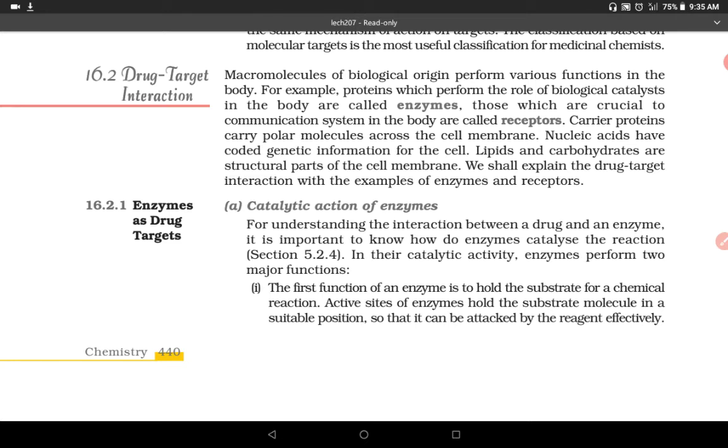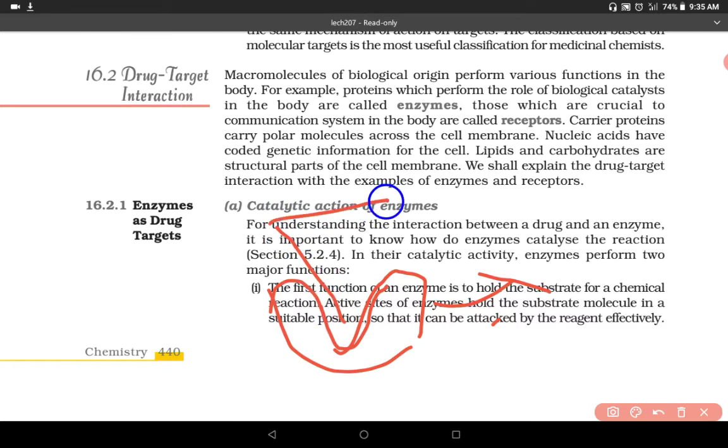I actually told this in the MT, that is, molecular target classification. The protein which performs the role of biological catalyst in the body is called an enzyme. Inside it, if the substrate fits in, the reaction takes place faster than anything, and these are called enzymes.